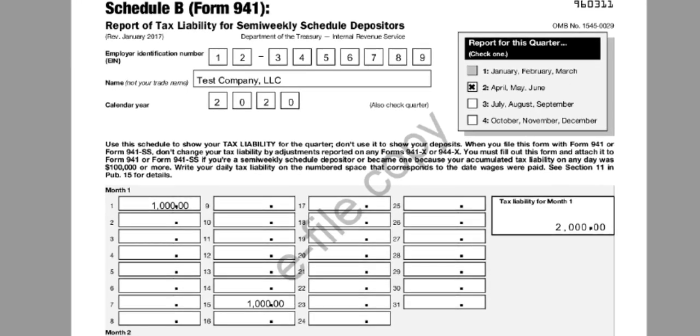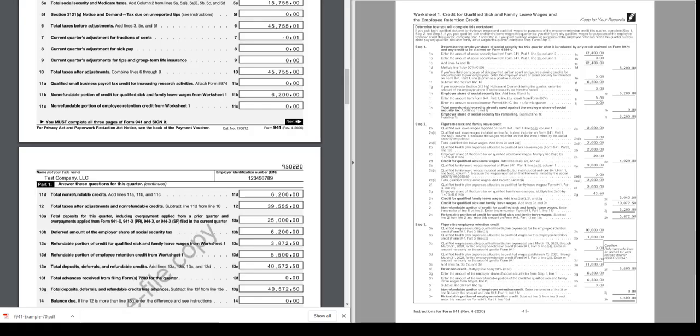It has Form 941 Schedule B. Notice how the software adds your data in the correct spots. It also has Worksheet 1 fully completed. Notice how the form works.